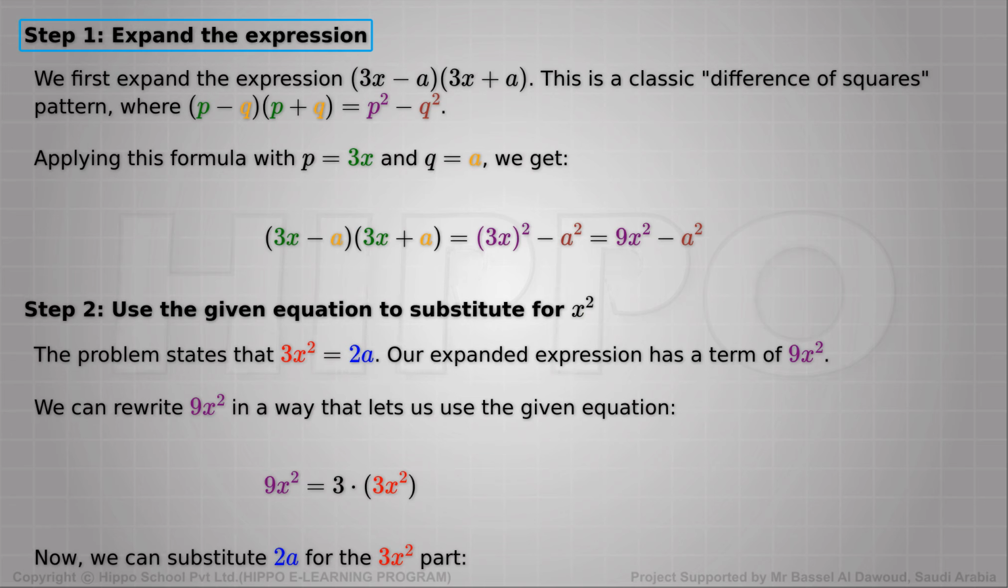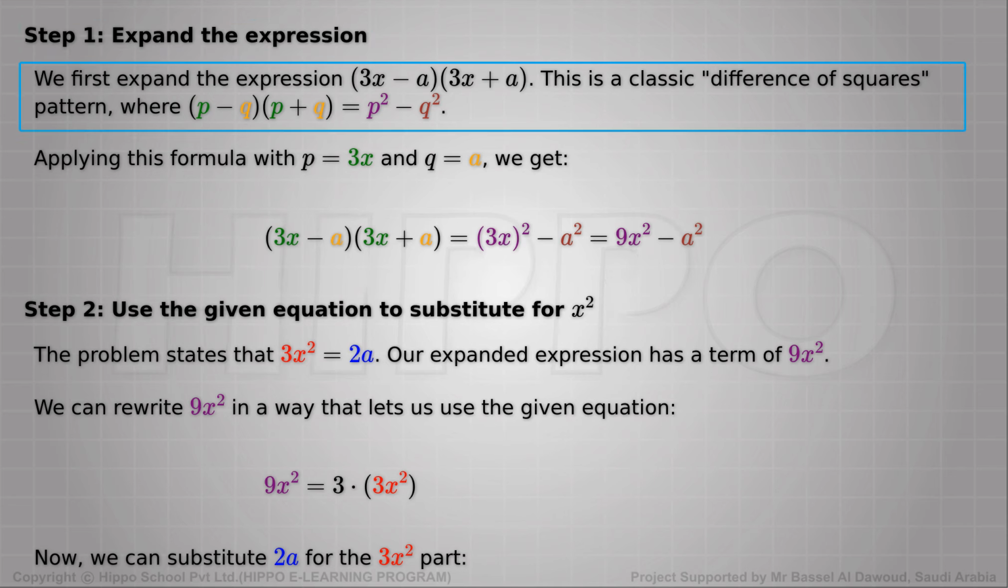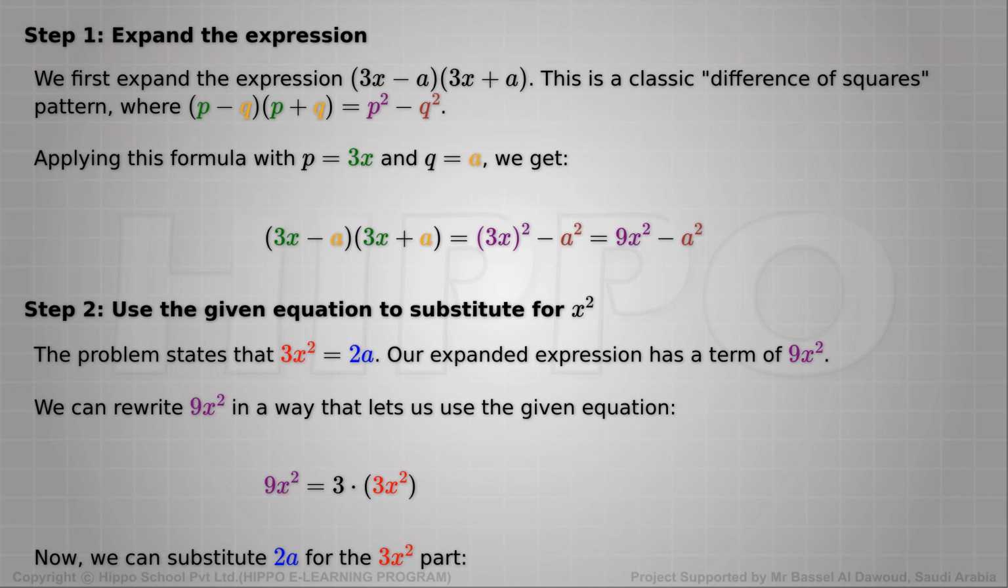As you can see on the screen, the first thing we need to do is expand the expression. When you see a format like (something minus something else) times (the same thing plus the same thing else), you should immediately think of the difference of squares formula. This is a vital shortcut in algebra. The formula states that (p minus q) times (p plus q) is equal to p squared minus q squared. In our problem, p is 3x, and q is a.